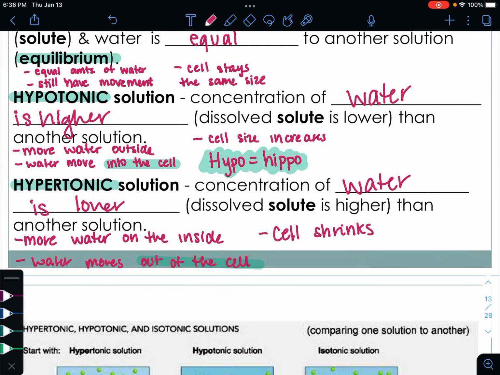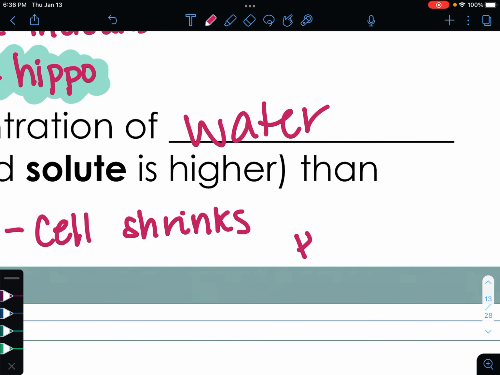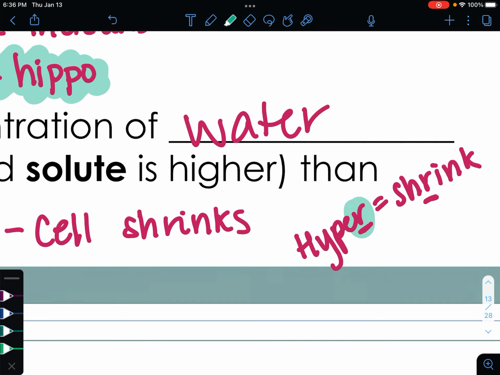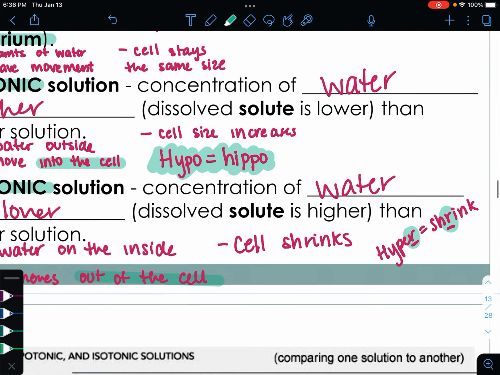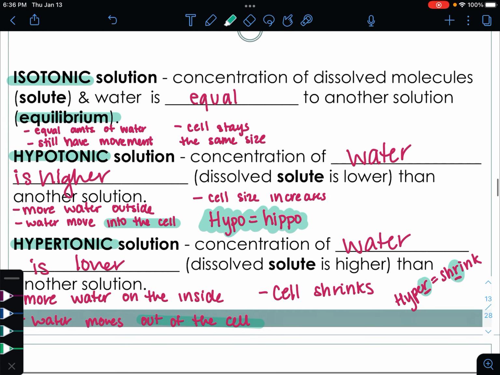Okay, so the way that we can think about hypertonic solutions, it's not as catchy as hippo, but hyper has an R and shrink also has an R. That's what I like to think about. So iso, the same or equal, hypo, hippo, our cell gets bigger. Hyper, our cell shrinks.